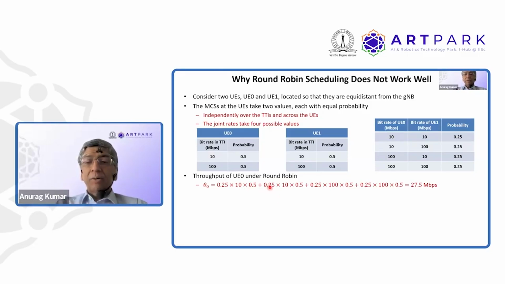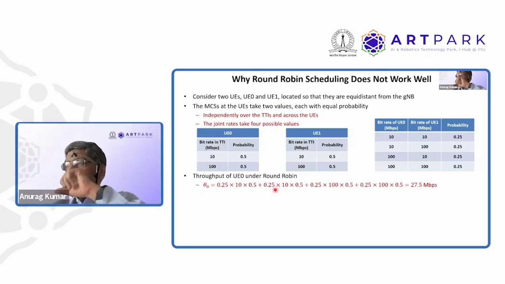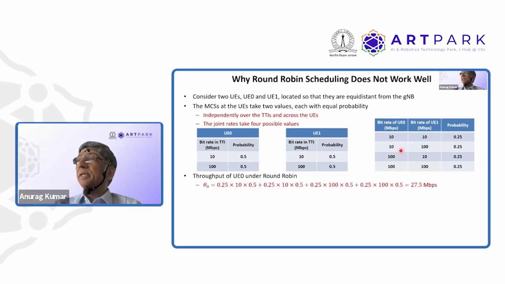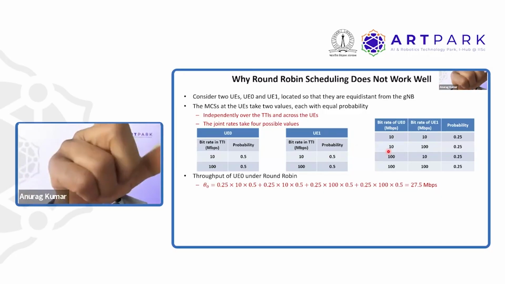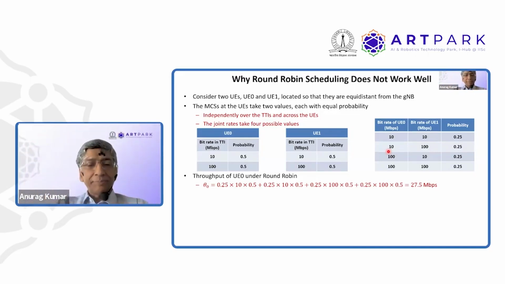Okay. Now, what about here? Suppose the scheduler found the channel in this state: 10 for UE0 and 100 for UE1. What will happen? With a probability of 0.5, you schedule UE0 and you get 10. See, in any state, you keep tossing the coin, this or that. Suppose you are in this state. Let us take 100 realizations of this state: 10, 100, 10, 100, 10, 100. In half of them, you schedule UE0, you get 10. In half of them, you schedule UE1, you get 100. Okay? If you're doing it blindly.